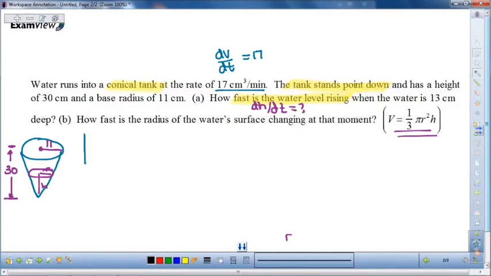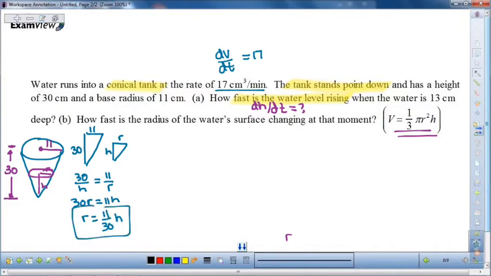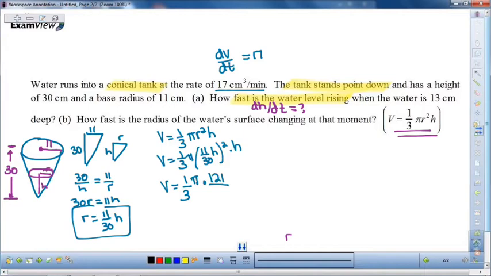Okay, so we're given the formula. Since I don't know anything about R, I'm going to use similar triangles to solve for R. So R would be 11/30 H. So I'm going to go ahead and substitute that into my volume. Okay, so there's my volume equation all in terms of H.